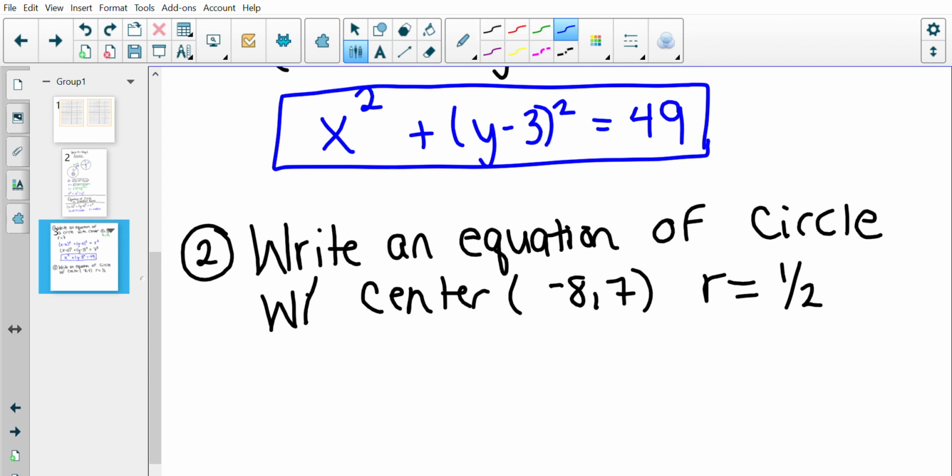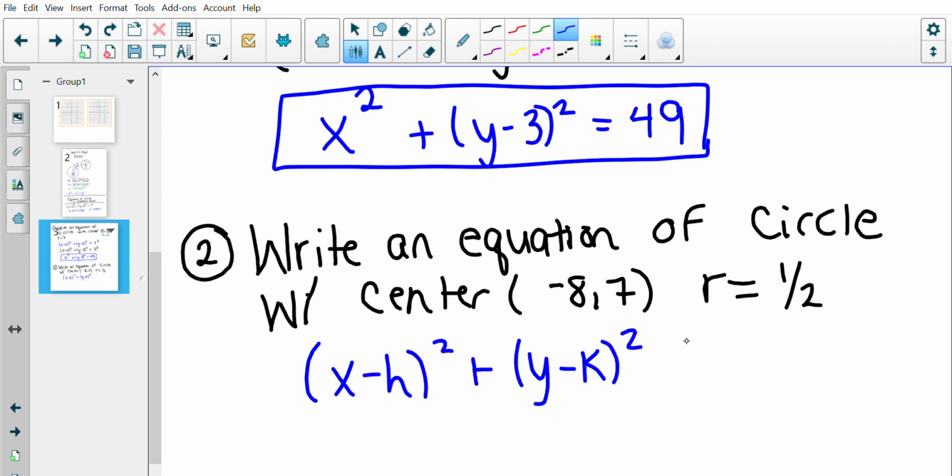So we will go through. Now we want an equation of a circle. An equation of a circle in standard form will be represented by the difference of x and h squared plus the difference of y and k squared, and that is going to equal the radius squared.